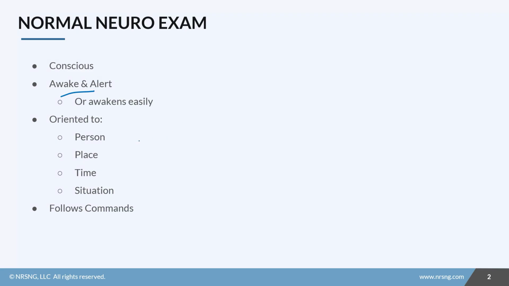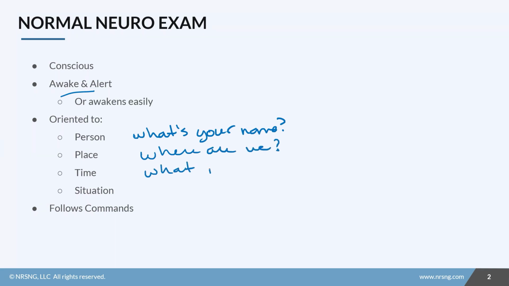Then we ask the patient 4 questions. What is your name? Where are we right now? I usually go with what month is it? And the reason I do that is because half the time I don't even know what date it is without looking at my phone. But if they get the month right, we know they're pretty close. And then we'll ask them something like, why are you here? Or why are you in the hospital? And that will give us orientation to person, place, time, and situation.